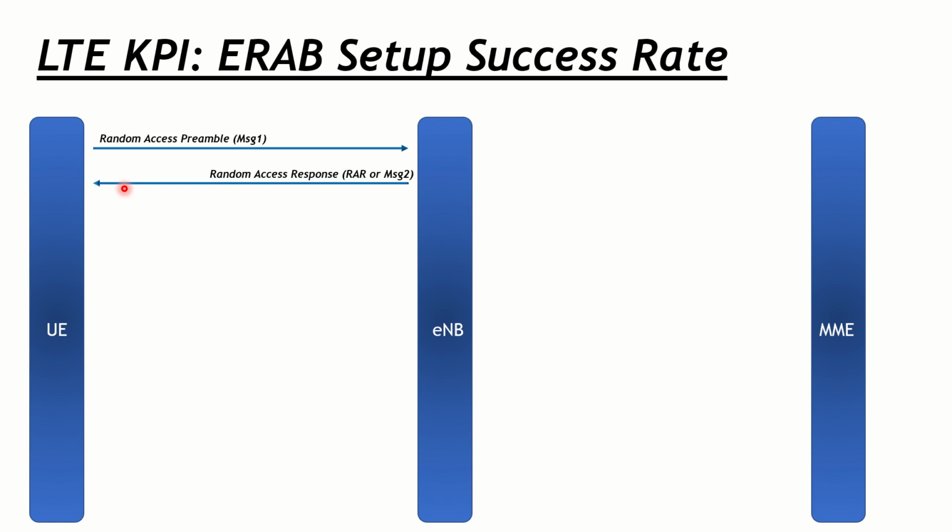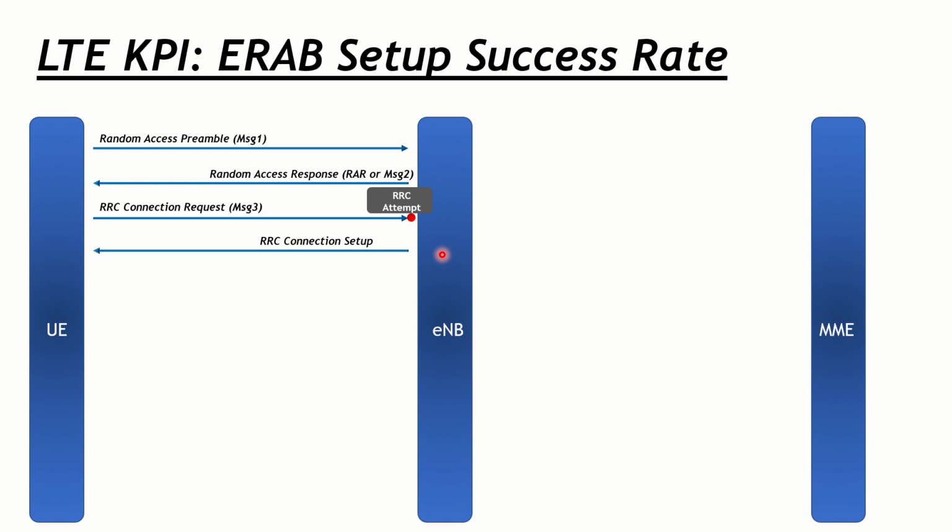The RAR, or message 2, is the message which carries the TA, the timing advance. Now the UE gets the RAR, reads the timing advance, adjusts the timing offset, and sends message 3, which is the RRC connection request. And this is where the E node B will peg RRC attempt. The RRC connection request will carry the cause of the connection, which can be MO signaling, MO data, or MT access, or other causes are also possible. Based on this, the E node B will respond with RRC connection setup. Once the UE gets that, it will send message 5, RRC connection setup complete, which completes the RRC success. So the E node B will peg RRC success at this point.